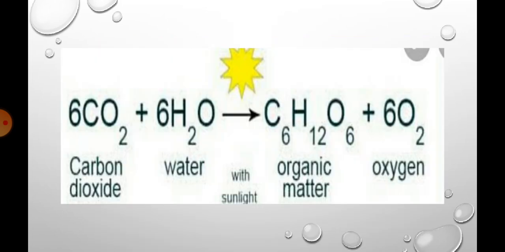Here we can see in the chemical equation, this is 6CO2 plus 6H2O in the presence of sunlight gives us C6H12O6 plus 6O2. Which means carbon dioxide plus water in the presence of sunlight gives us glucose plus oxygen.